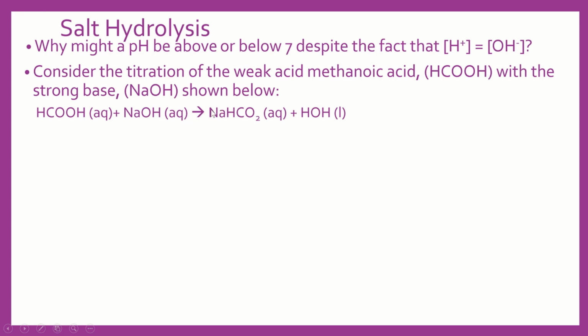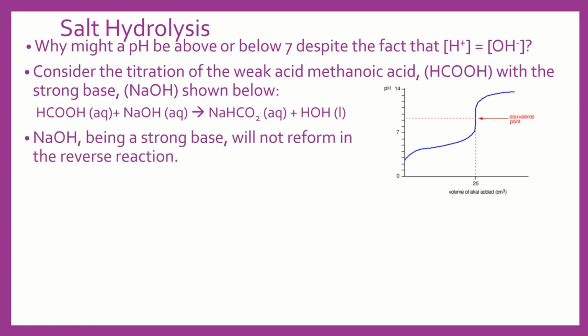Here's the reaction we'd expect to happen. So here's our salt, and we're forming water. Now NaOH, being a strong base, is not going to form in the reverse direction. This won't happen. Our sodium ion is not going to interact with water to reform sodium hydroxide. Sodium hydroxide is a strong base. This is why it was so important 2 days ago for you to memorize that list of strong acids and strong bases. This will not happen in the opposite direction. We will not recreate sodium hydroxide and thus H plus ions.